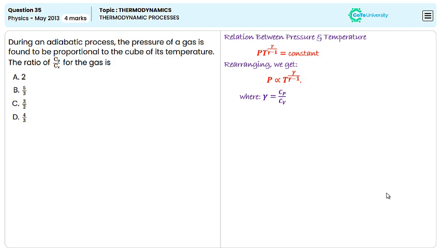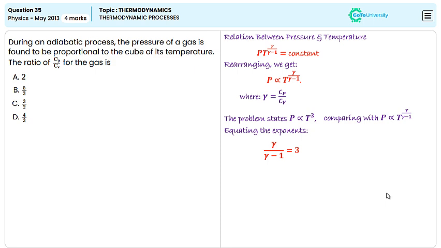The problem states P is proportional to T cube. Comparing this with the expression P is proportional to T to the power gamma by gamma minus 1 and equating the exponents, we get gamma by gamma minus 1 is equal to 3. Solving for gamma, we have gamma by gamma minus 1 is equal to 3.